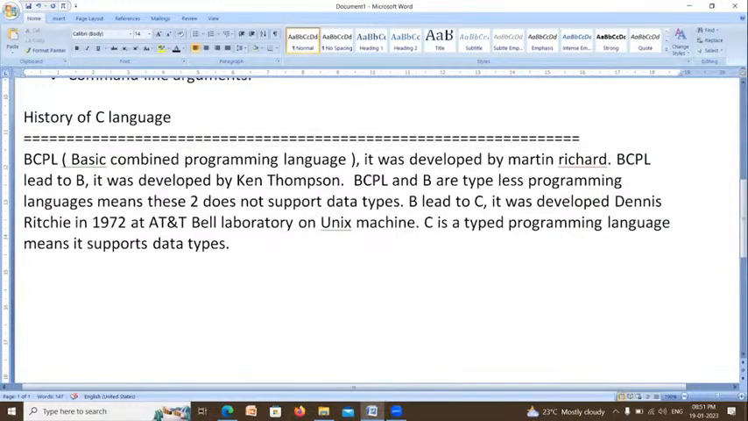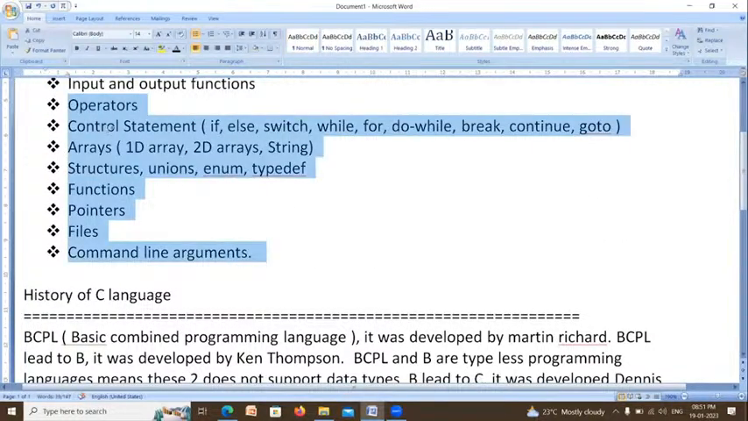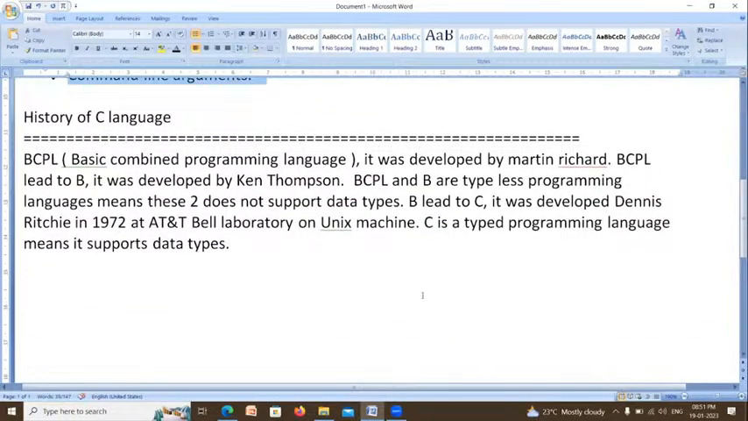Yes, sir. Thank you. And what about the above points? I think I can see some points. No, it is the syllabus. Just the syllabus. You need to write from here only. Yes. Okay. Thank you.